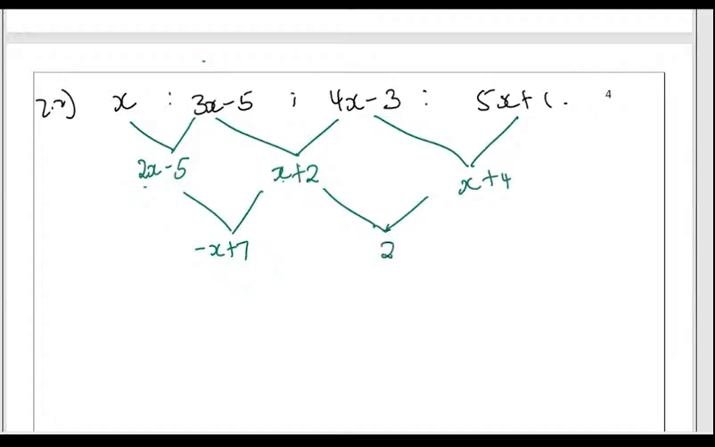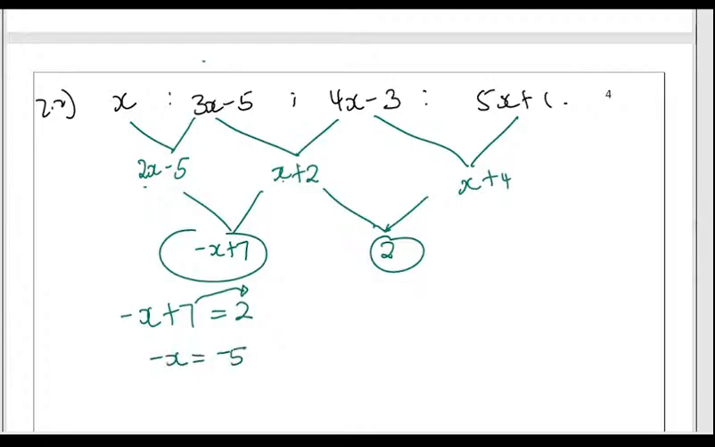The question is asking for the value of x. So we know that the second differences must be the same. So negative x plus 7 should give me a 2. Let me move this to that side. Negative x becomes negative 5, meaning that our x is 5. So that is what I'm getting with my calculations. All right, so if x is 5, we need to move on and ask ourselves, what is the next aspect?